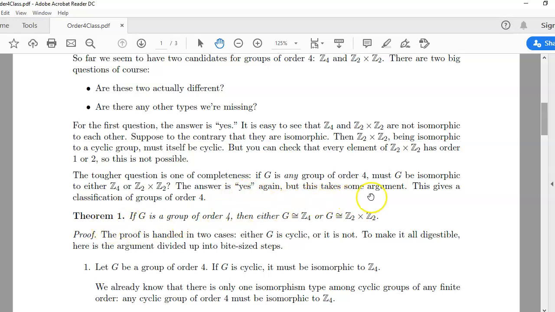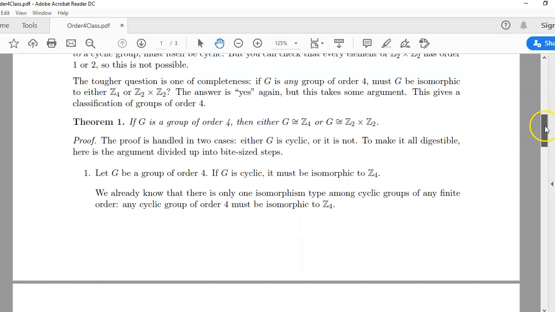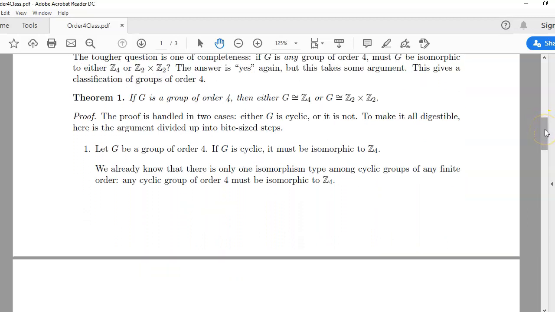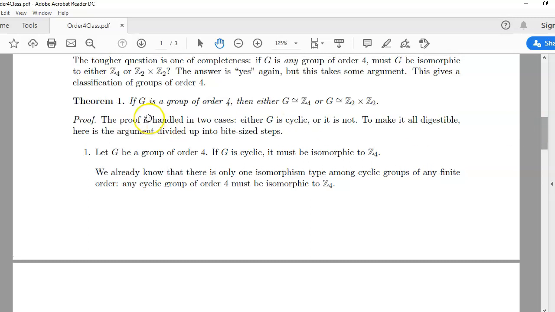So what I want to do here is map out the argument. I'm not going to do it all because you can read it yourself, and lots of it is straightforward, but I do want to show you the way this gets argued. So I want to show that I have actually successfully classified all groups of order 4 by two types, Z4 and Z2 cross Z2. Okay, so that's my theorem.